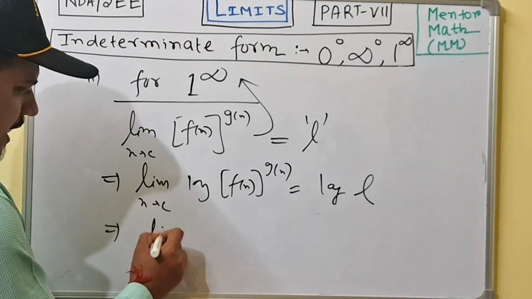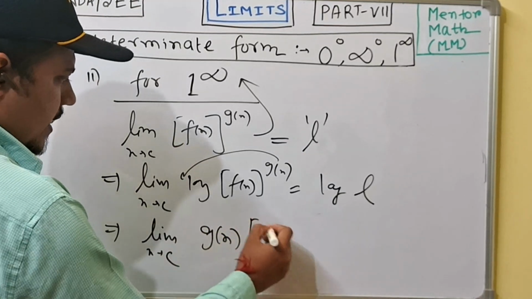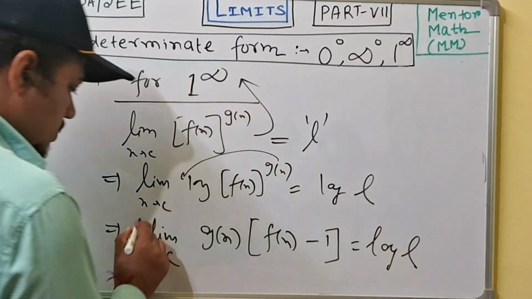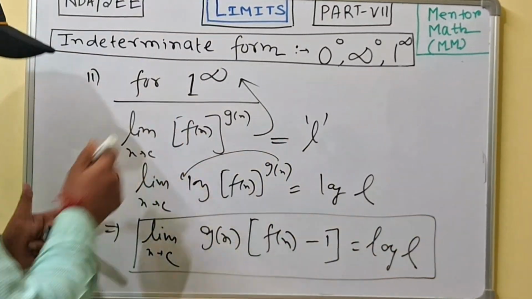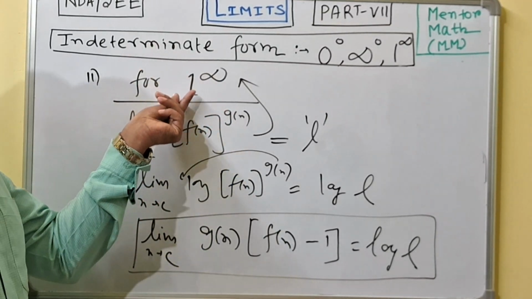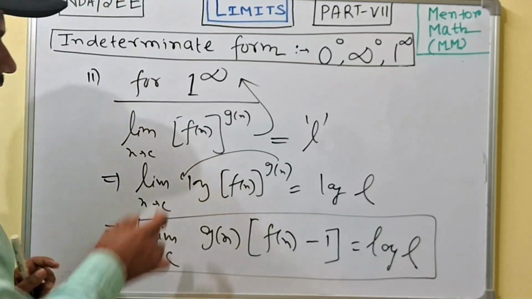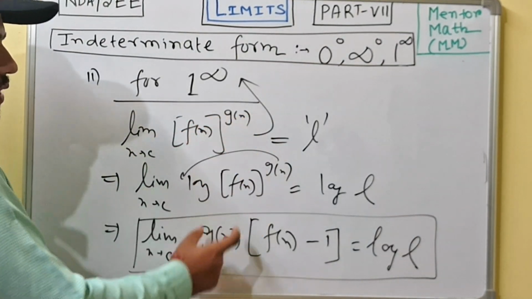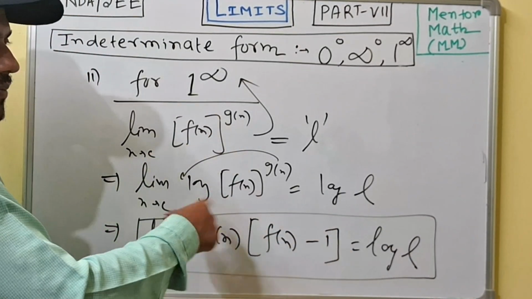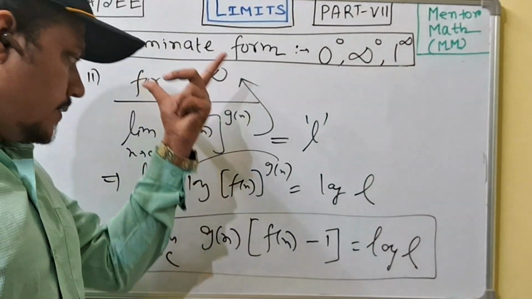You can see limit x tends to c, this g(x) comes to the outside, g(x) into f(x) minus 1. You can write it that way. Okay, a very important form. If the quantity is of the form f(x) to the power g(x), as well as the form 1 to the power infinity, then directly you can use the shortcut form. That is, the power comes to the outside, and in the main form f(x) minus 1, that limiting value is equal to log of l. Very important shortcut form, you can note it please.